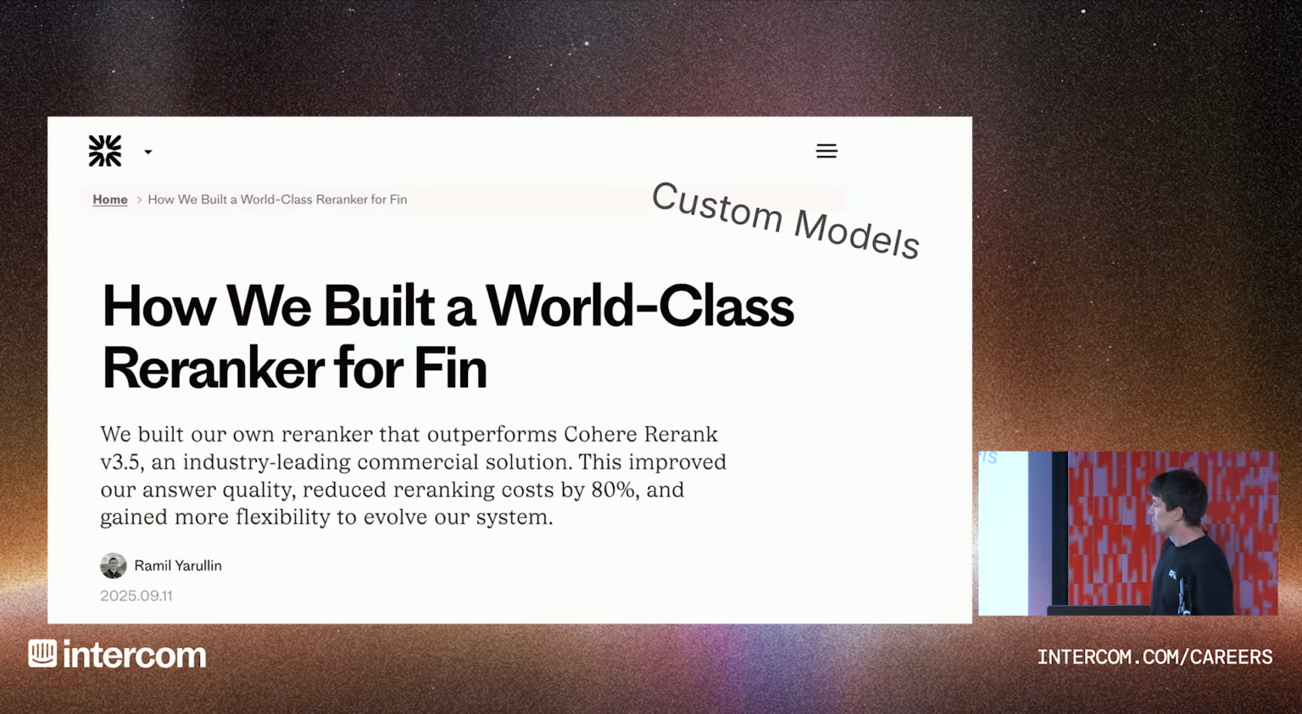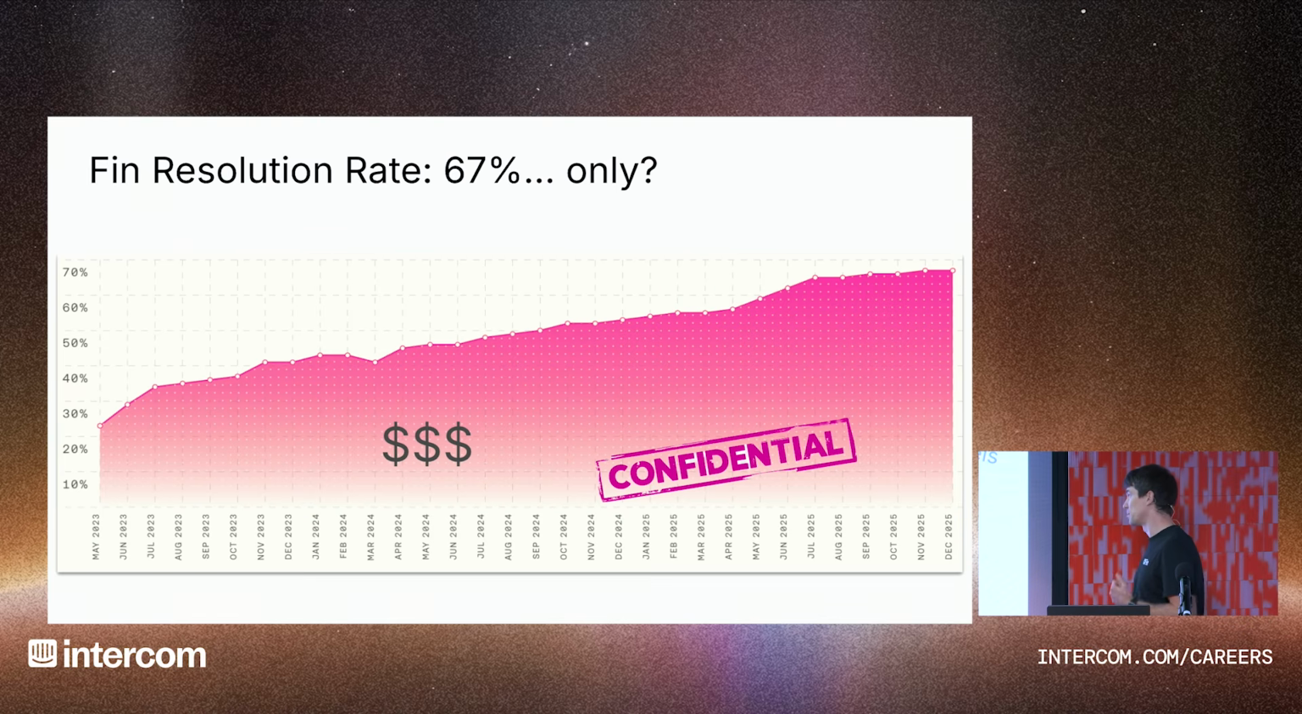In fact, Ramil wrote a nice post about how we built a world-class re-ranker for Finn, which outperforms the industry standard Cohere. So that's another way we try to get that resolution rate up. But just trying to do a good job is probably not enough. What if we put our business on the line, right? What if we only charge you if Finn was in fact able to resolve a conversation? Certainly that would be fun, right? And that's what we do. We have this pricing where you only pay if Finn was able to answer the question.